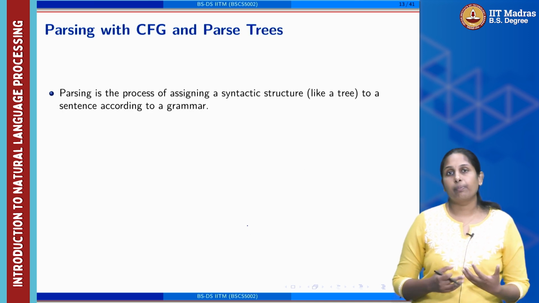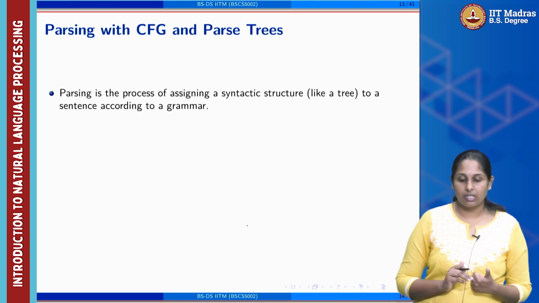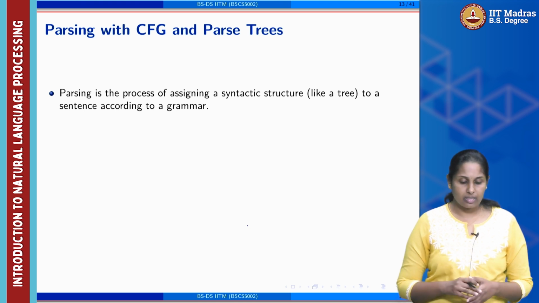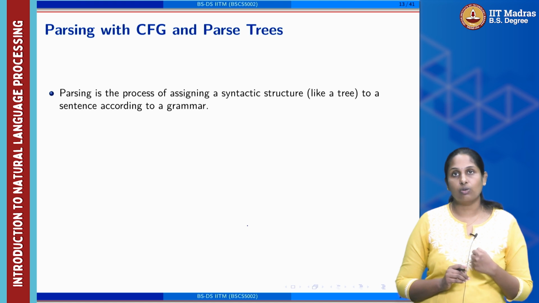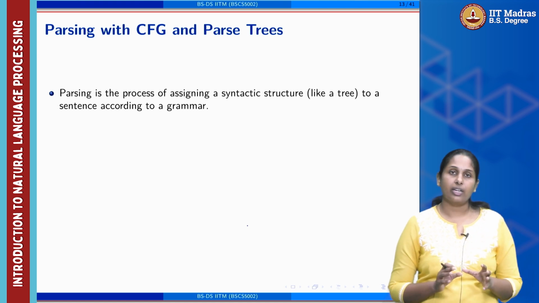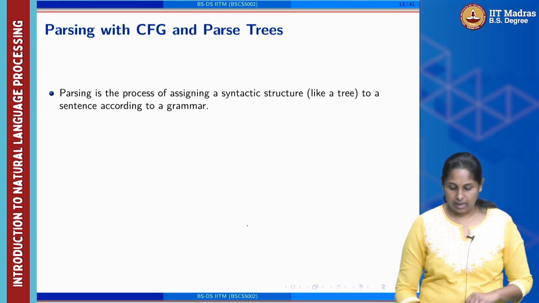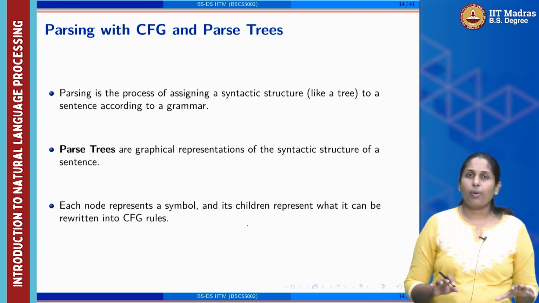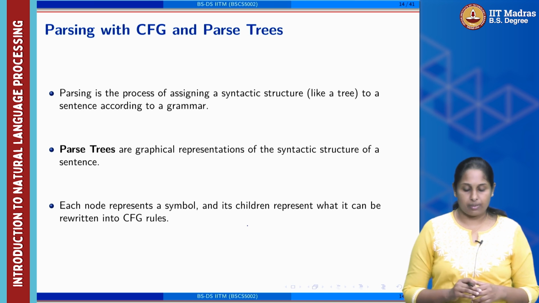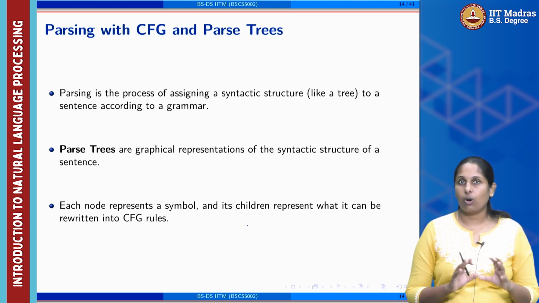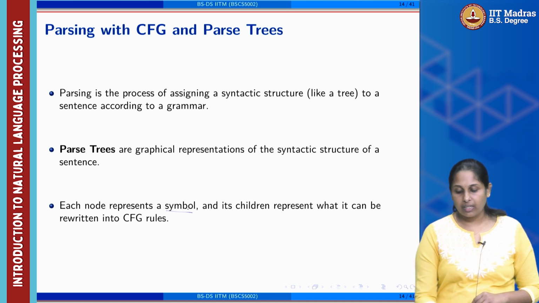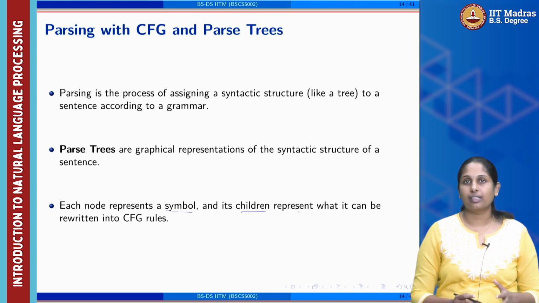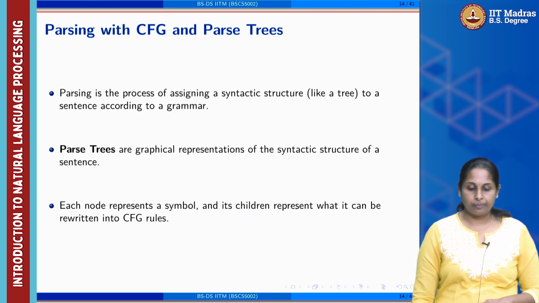Now how can we build an automatic parser which uses this CFG grammar so that we can build a tree? Parsing is the concept. It is an automatic process to assign some kind of syntactic structure, similar to a tree, to a sentence according to the grammar of a particular language. Parse trees are mostly a graphical representation. It helps us understand how the sentences are being formed. Each node represents a symbol, and its children represent what it can be rewritten into by the CFG rules.